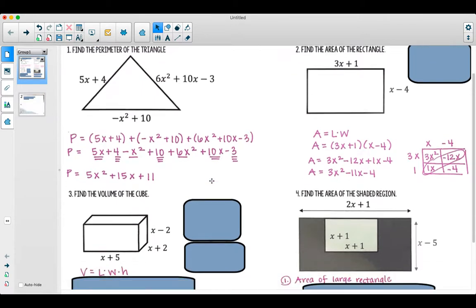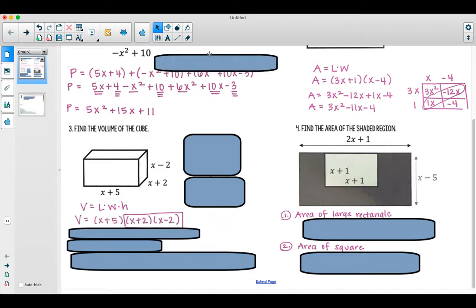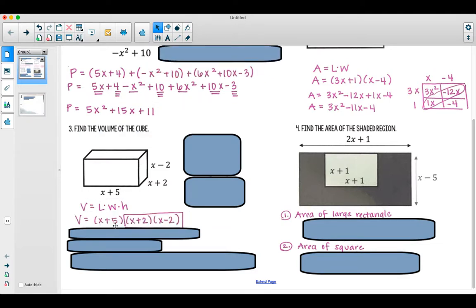In problem number 3, we were asked to find the volume of the cube. Here, the volume formula is length times width times height. So the first thing that I did is I rewrote it as x plus 5 times the quantity x plus 2 and x minus 2. And I always find it easiest to start with those back two terms and multiply them together.